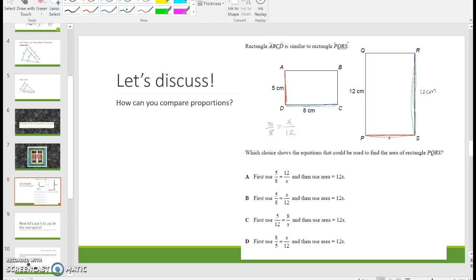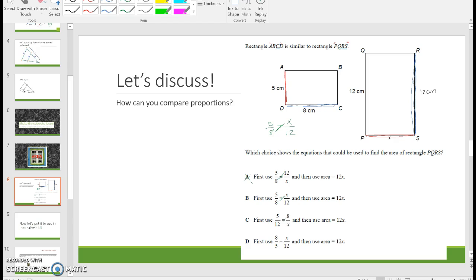So which choice shows the equations that could be used to find the area of the rectangle? So first we're going to look at the proportion, and I have 8 and x in my diagonal. As long as 8 and x are in the diagonal together, then I can use that proportion. So this first one, you cannot use that proportion, okay?